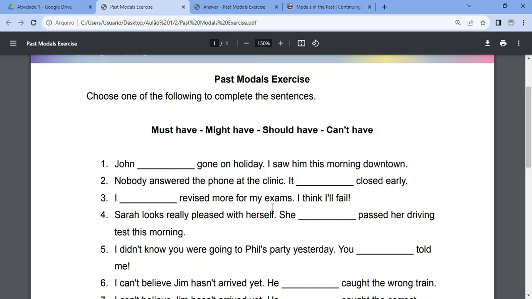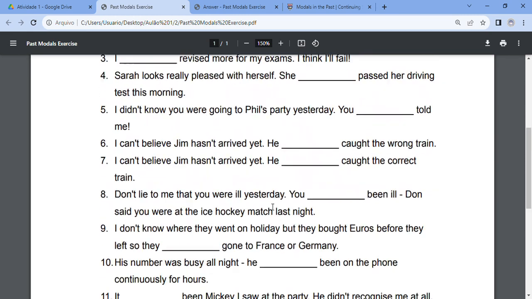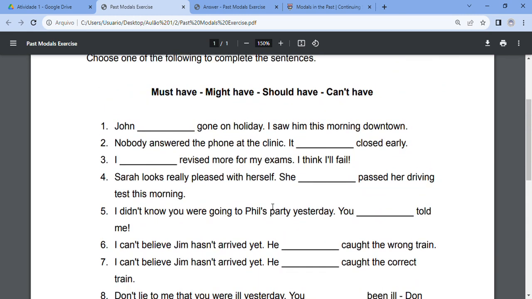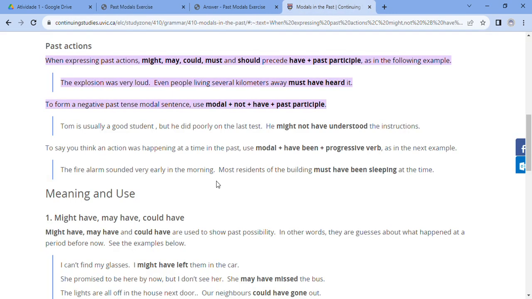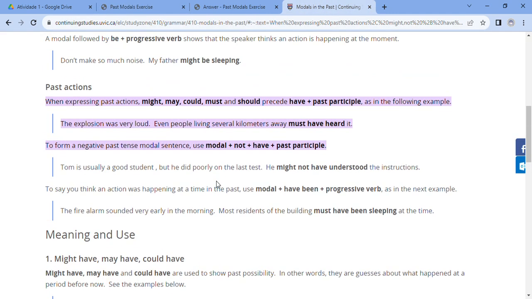This exercise is about past modals. We have several sentences that we need to use must have, might have, should have, or can't have. So let's just read a bit about past actions using modal verbs.